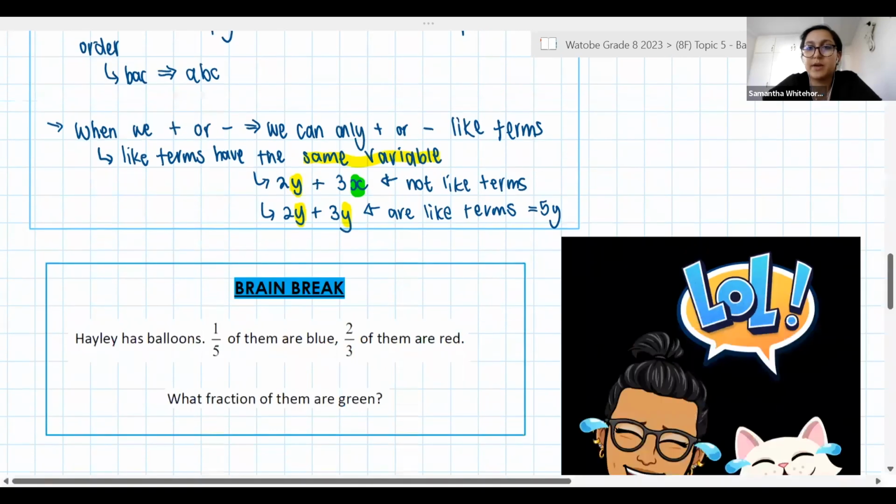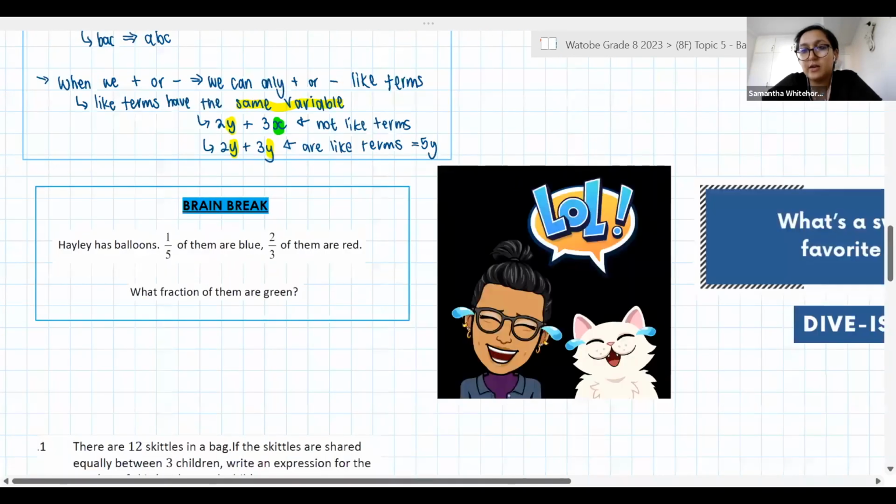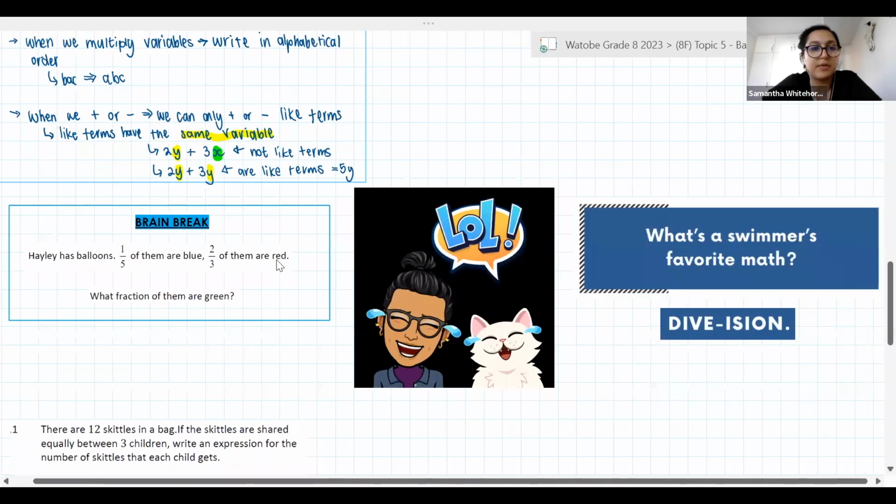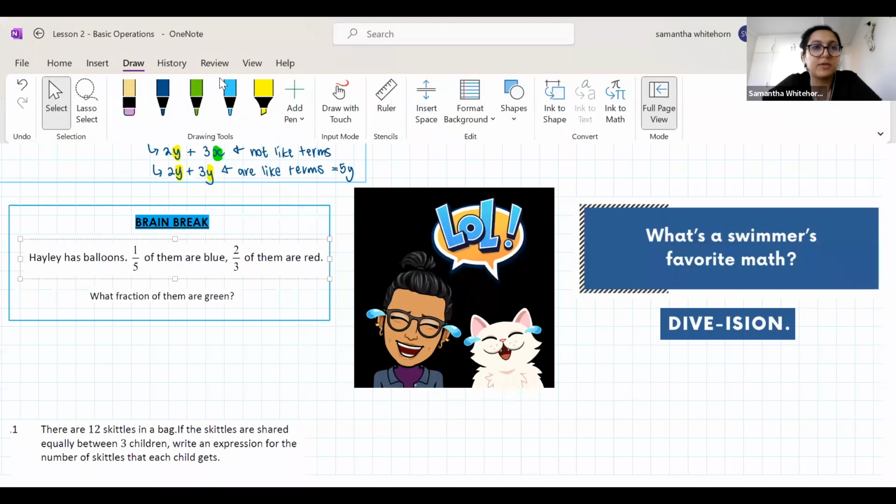All right, here's your brain break for the day. So again, a little bit of practice with some fraction problem solving type of questions. Okay, so clearly I need to keep my camera off because I'm glitching again.